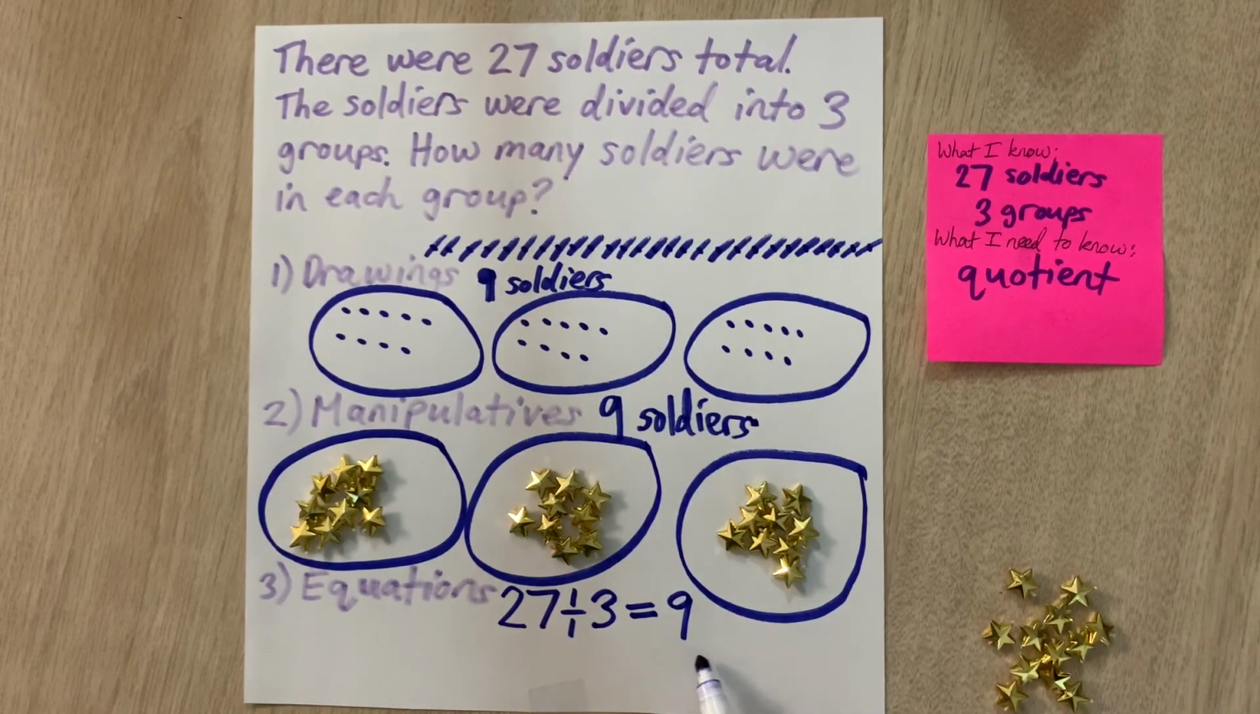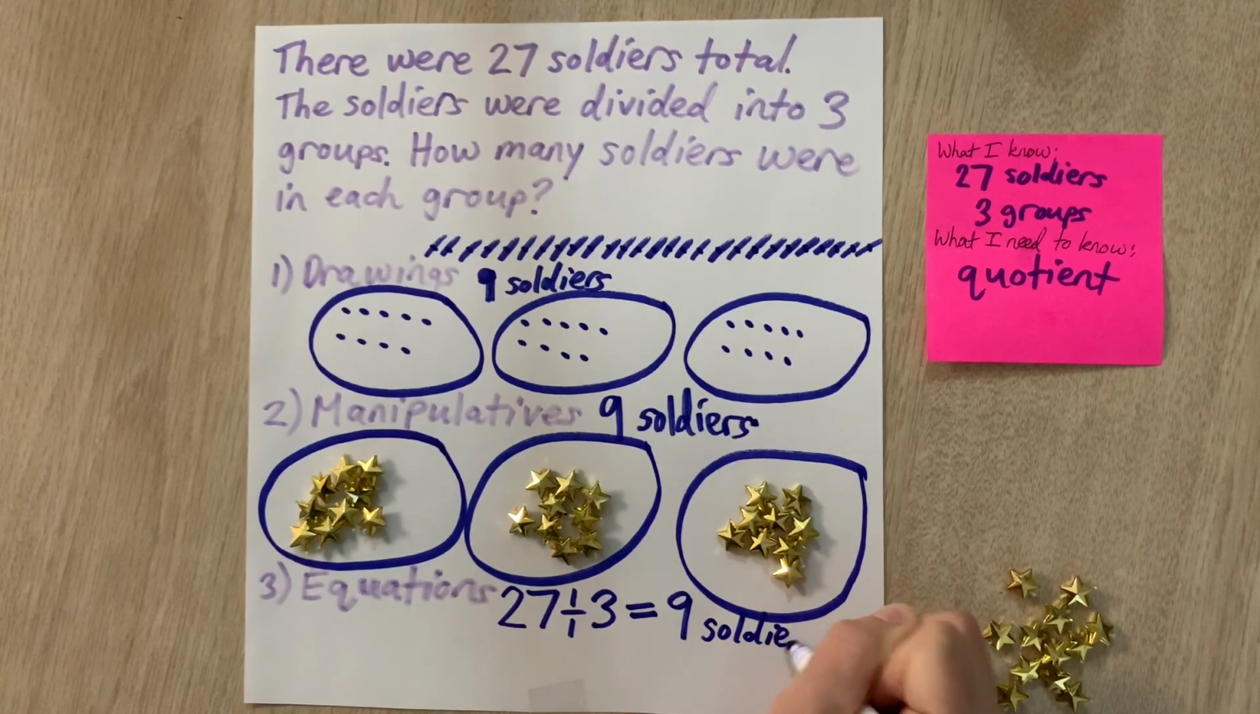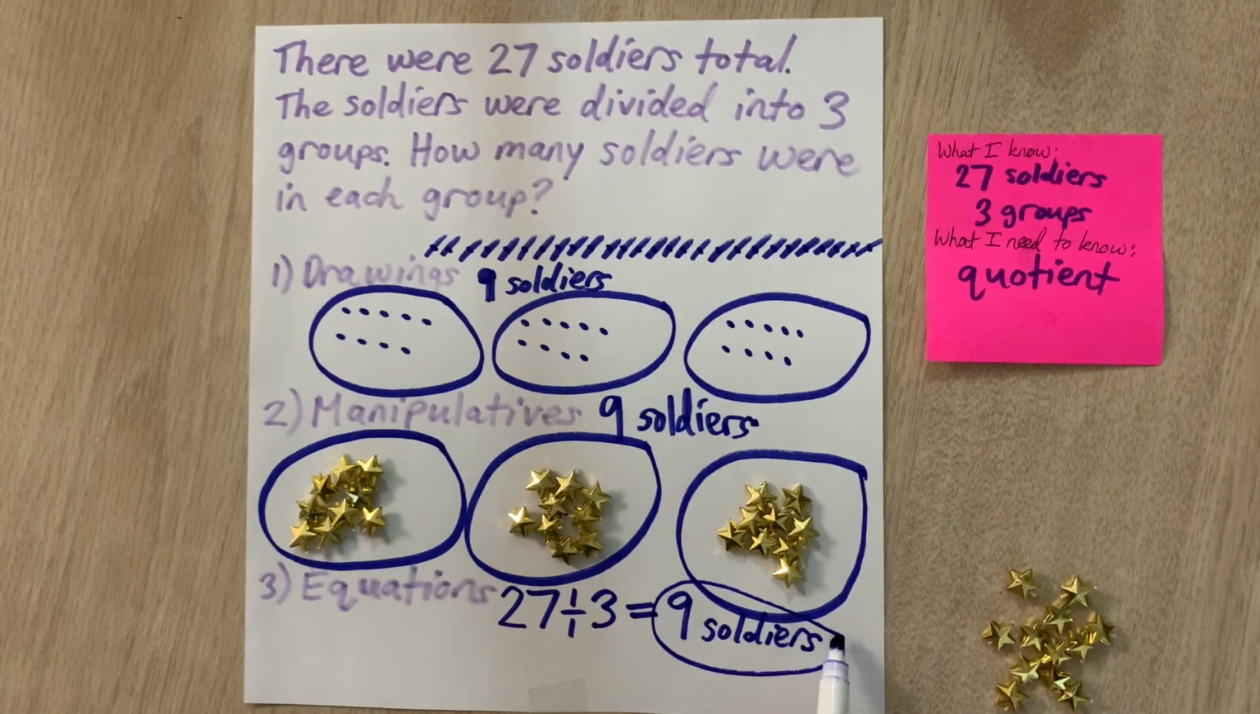And I'm missing something right here. Do you know what I'm missing? Yes, if you said soldiers, you are correct. I have to make sure to always add that unit. That's very important. That way people don't assume, oh, 9 elephants, 9 stars, 9 cakes. It's always important to include the unit so we know exactly what we're talking about. 9 soldiers. Soldiers is my unit.